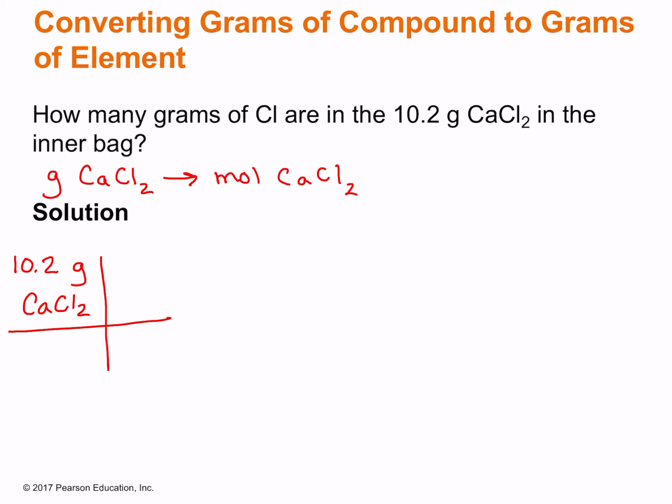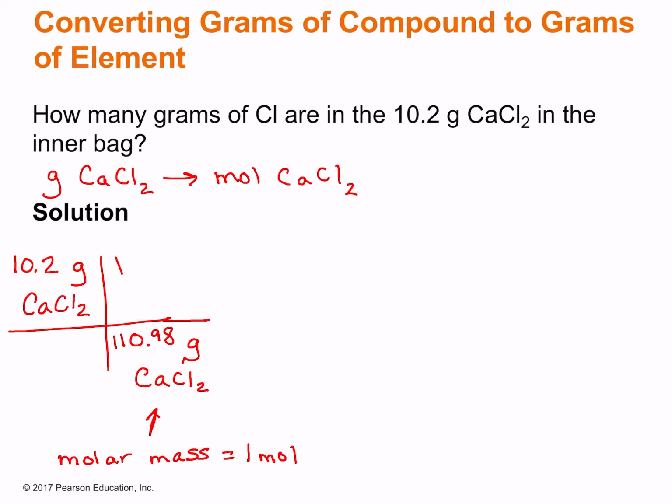And so here we need grams of calcium chloride on the bottom, so this has to be grams of calcium chloride. And so when we have this grams of calcium chloride here, that is the molar mass of calcium chloride. So that is the number that's going to go on the bottom. So from the previous slide, we decided that was 110.98 grams of calcium chloride, and the molar mass is always equal to 1 mole.